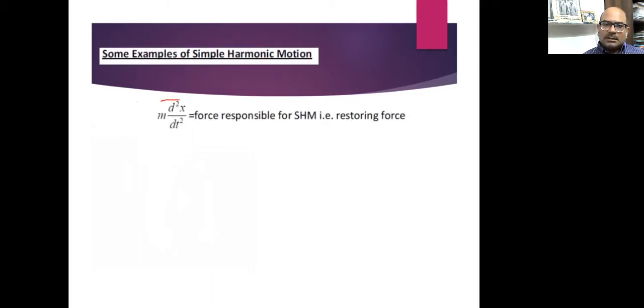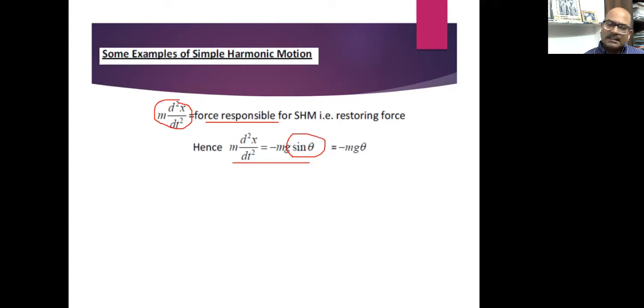So this will create some acceleration in the system, and we will have m d2x by dt square equal to the restoring force. So m d2x by dt square is equal to minus mg sin theta. And because theta is very small, where the oscillations are sustained, at that moment sine theta is equal to theta. So d2x by dt square is minus g theta.